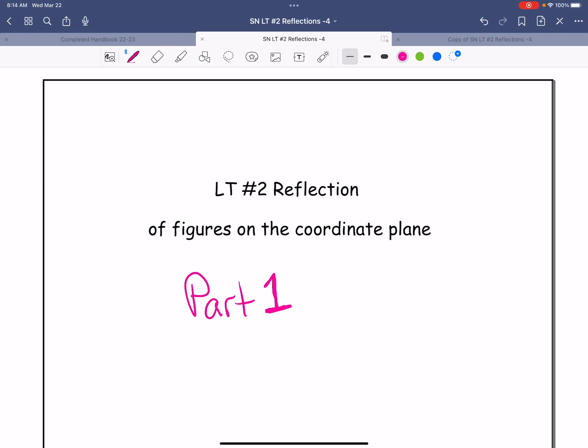Hello, this movie is on Learning Target 2, Reflections of Figures on the Coordinate Plane. This is for part 1.